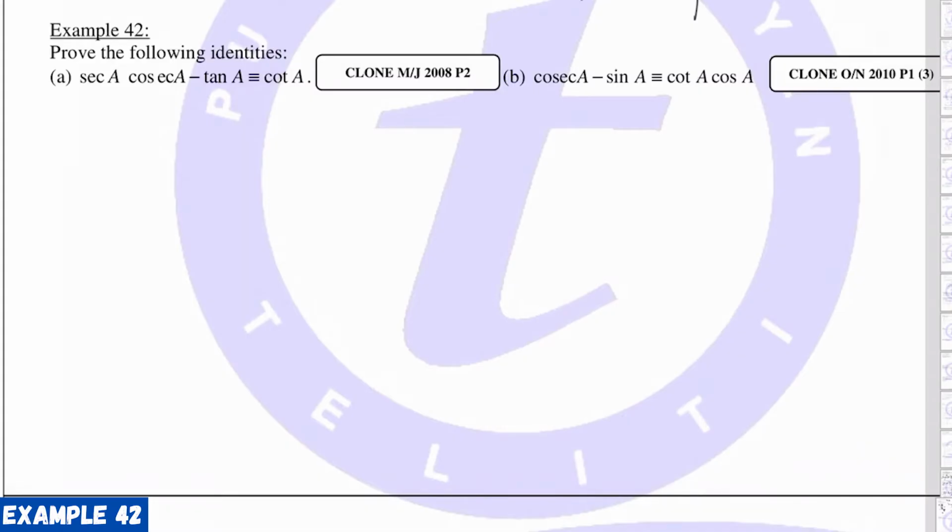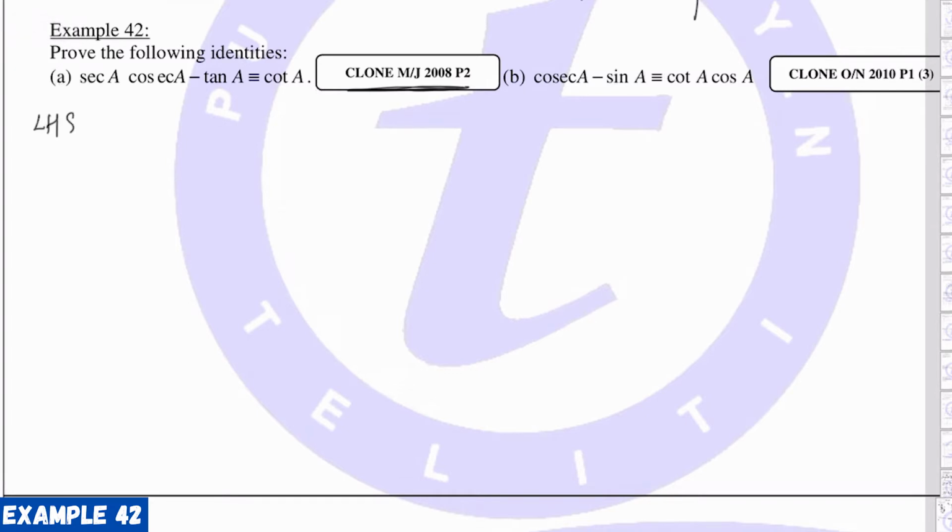Okay, let's move on to example number 42. In this example, you're given secant A cosecant A minus tangent A is equivalent to cotangent A. It's a May June 2008 paper. All these are past year questions that are cloned, so when you're doing past year papers, you can refer to the particular year. It's about the same.